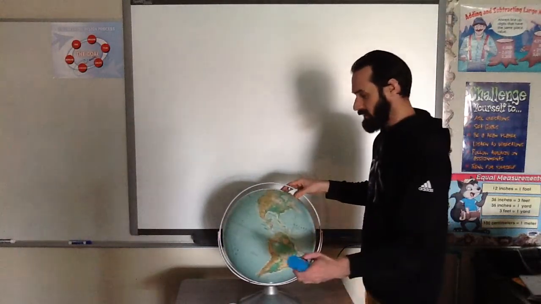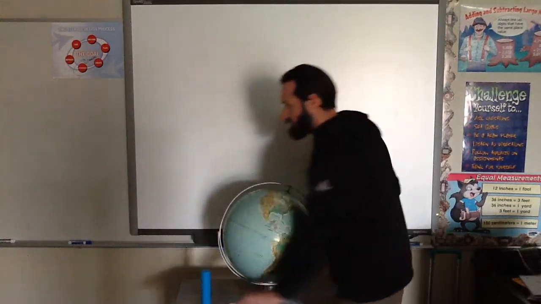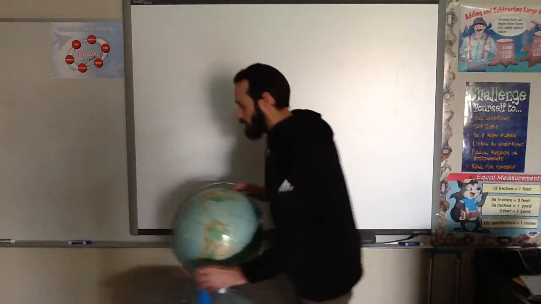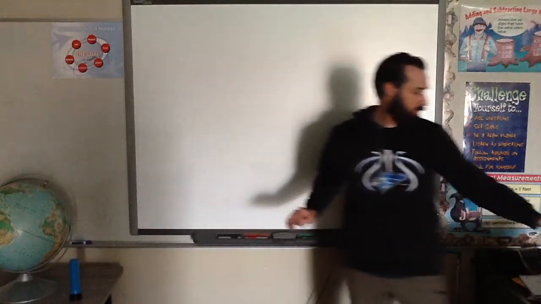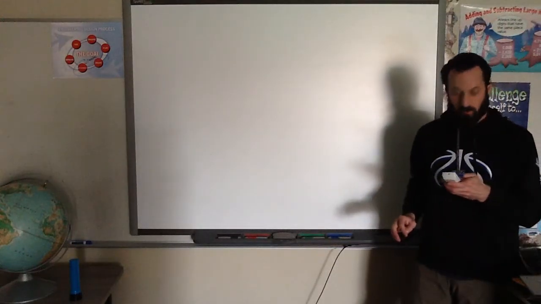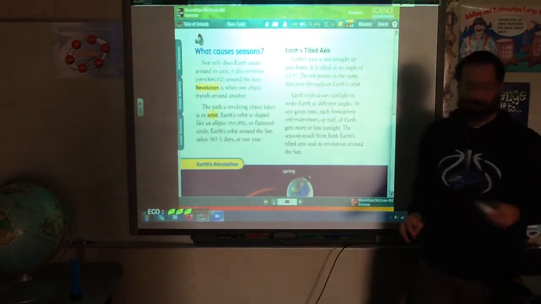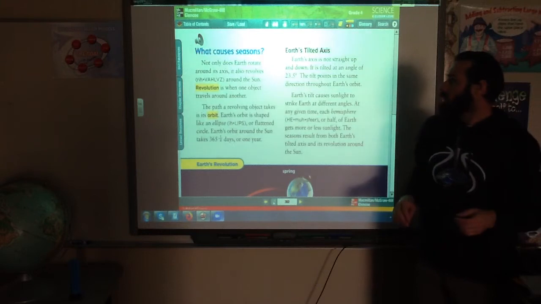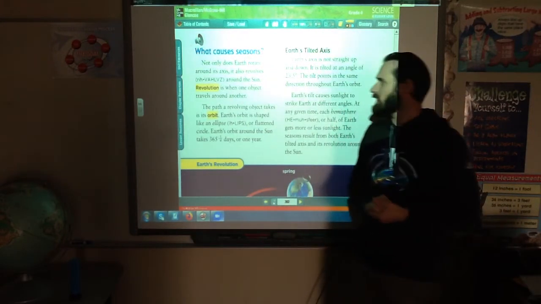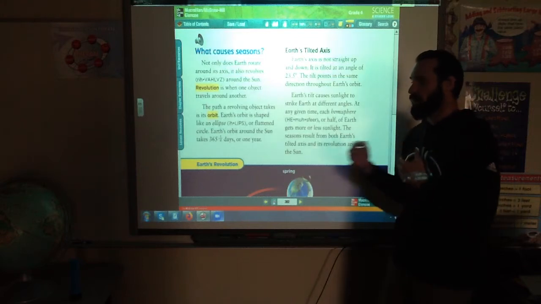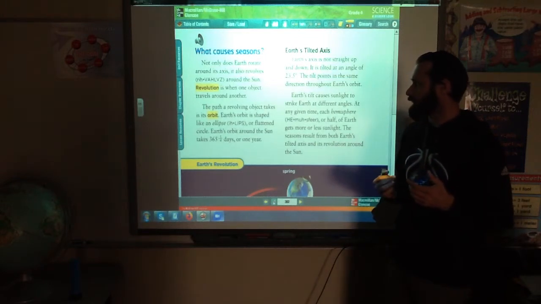What we're going to learn about today is the seasons of the year and why we not only have day and night, but seasons of the year. So what causes the seasons? It says not only does Earth rotate on its axis, it also revolves around the sun.